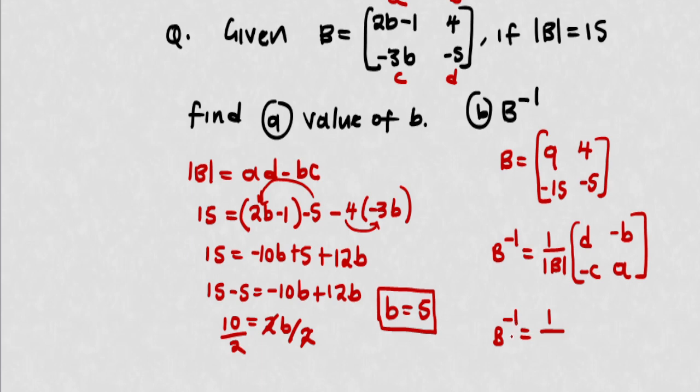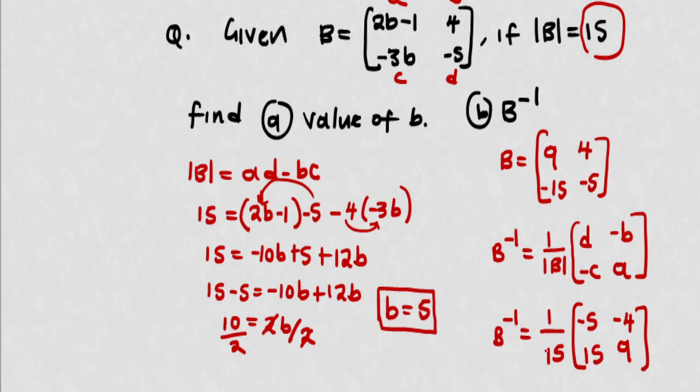So to find the inverse of B, we say 1 over determinant. Determinant, they gave us 15. If you check the question, so we say 1 over 15. Then what is our D? Our D is negative 5. What is our A? Our A is 9. Then what is our negative B? It's positive 4, but if you multiply it with a negative, it becomes negative 4. Then negative C is negative 15. If you multiply it with a negative, it becomes positive 15.